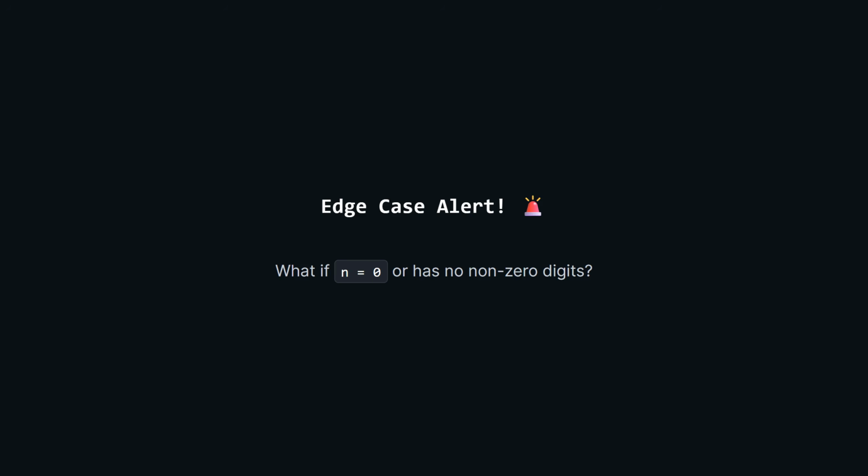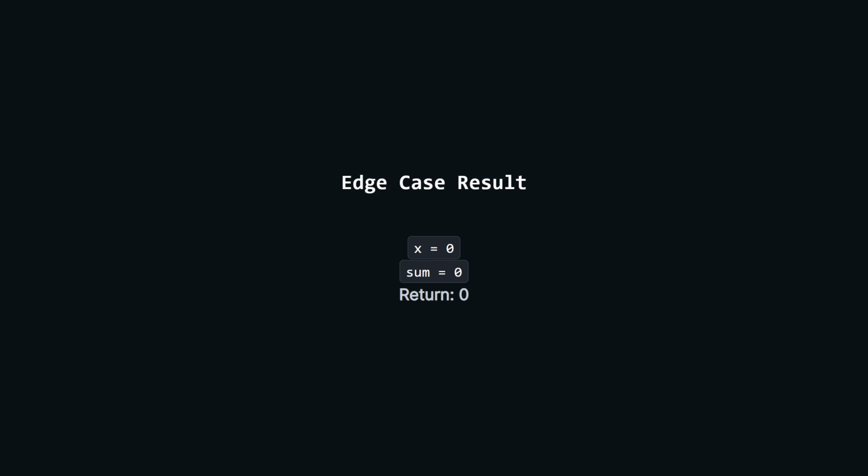There is one specific edge case to watch out for. What if there are no non-zero digits at all? If that happens, the problem tells us to set x to 0, which means our sum is also 0, making our final answer just 0.